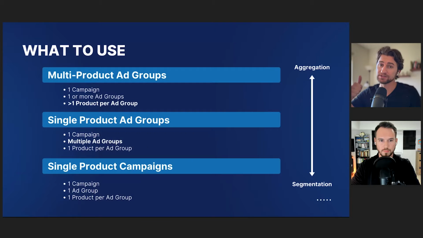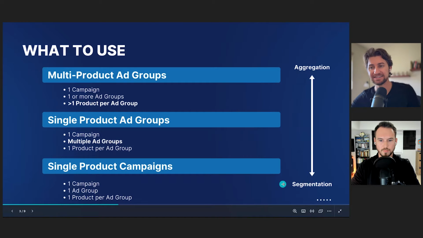When it comes to picking the campaign structure that's best for you, you're going to have ultimately three choices to choose from: multi product ad groups, single product ad groups, and single product campaigns. As you can see, we're moving to a more granular approach as we work our way down on this spectrum from greater data aggregation to greater data segmentation.